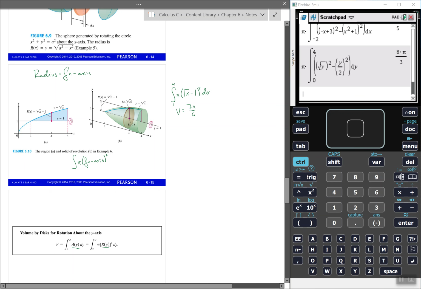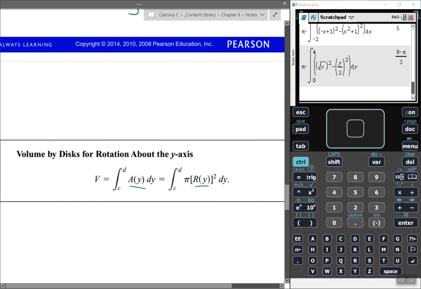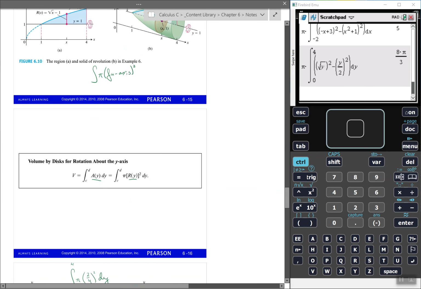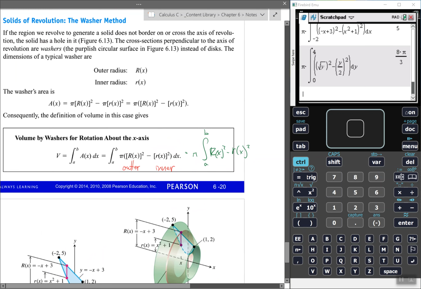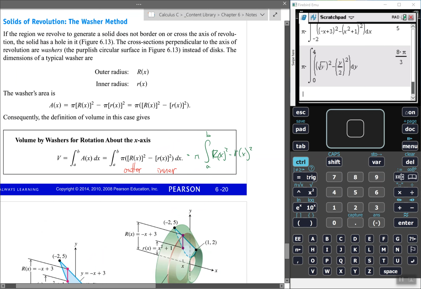So all of that should be the same. Then the two formulas, if it's just one function, it's just pi r squared. If it's two functions, it's always outer minus inner. So there is one more method for integrating solids that we will look at in the next video, but until then.